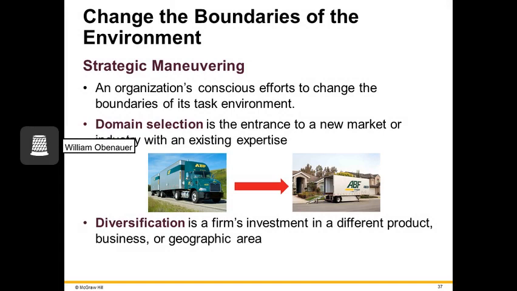Organizations can also engage in strategic maneuvering, or efforts to change the boundaries of their environment. One type of strategic maneuvering is domain selection. This is where you get into a new market or industry where you already have expertise.